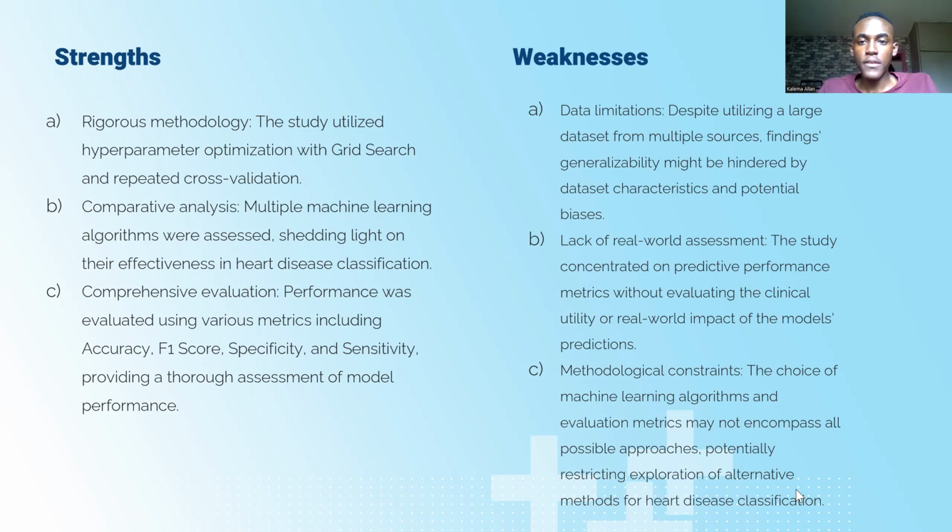Now the weaknesses. We have data limitation, where despite using a data set from multiple sources, it doesn't fix generalizability, which can hinder the dataset characteristics with potential bias. We also have lack of real-world assessment. The study concentrated on the predictive performance of the metrics without evaluating the clinical utility or the real-world impact of the models. And methodological constraints are also part of the weaknesses, where the choice of machine learning algorithm and evaluation metric may not encompass all the possible approaches, potentially restricting exploration of alternative methods of heart disease classification.